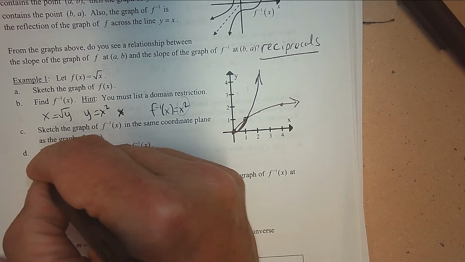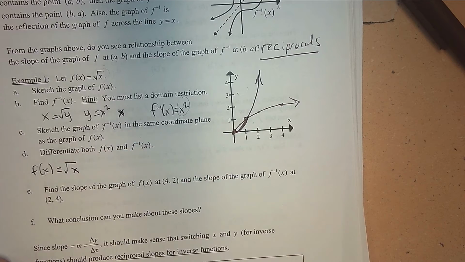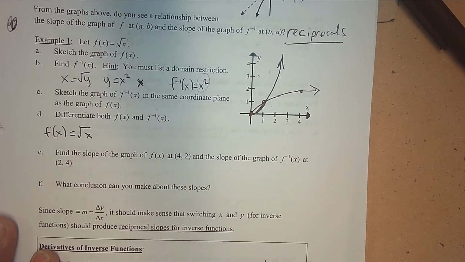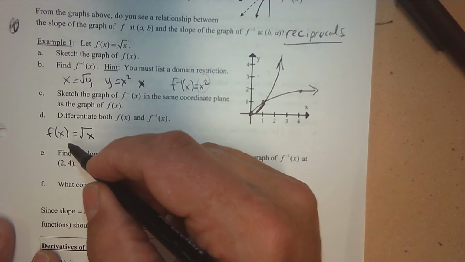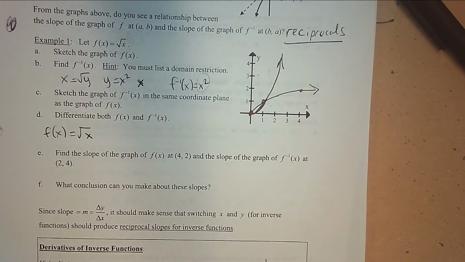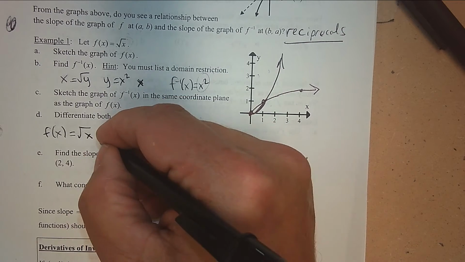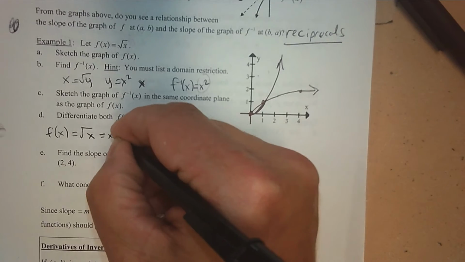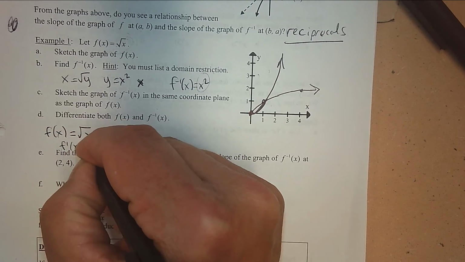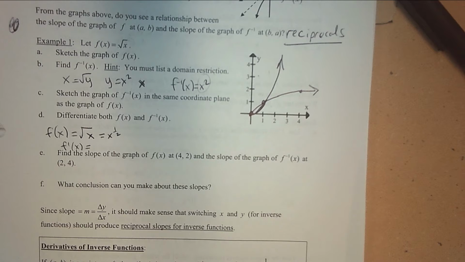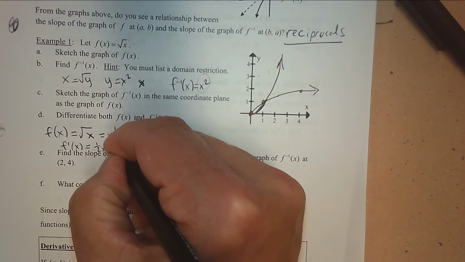So let's first look at f(x). How do I take the derivative of root x? Remember, whenever we have a radical sign, or whenever we have a fraction, we always change it to an exponent first. What exponent should I change it to? And now what's the derivative? 1/2 x to the negative 1/2.